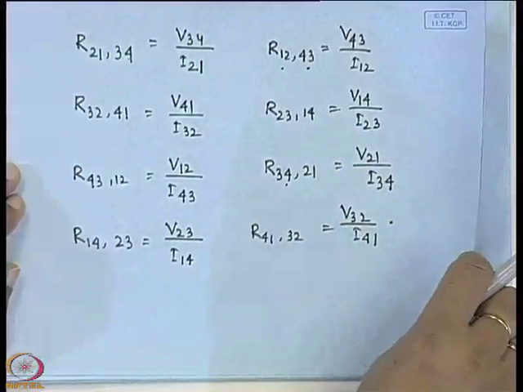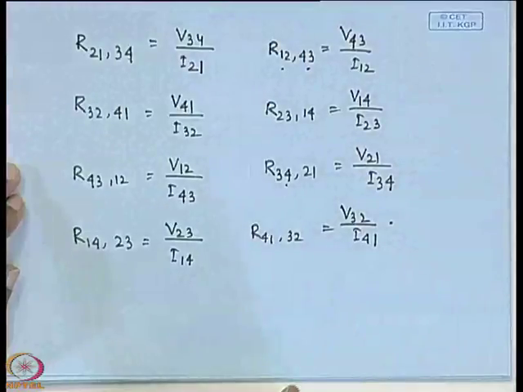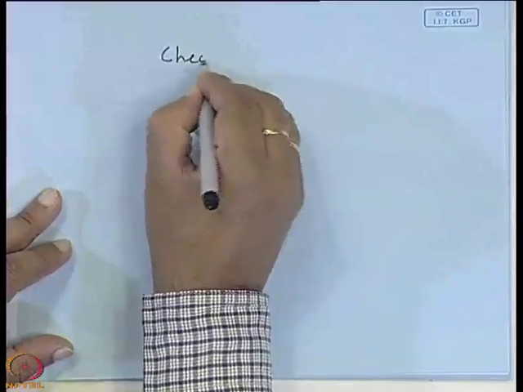Now, you get 8 resistances, then you have to check for the consistency of the measurements. That is very important, because you cannot take any value for the resistances. How to check the consistency? That is the most important part of this measurement. Otherwise, there is nothing in this kind of measurement, only the consistency part. Check for consistency.